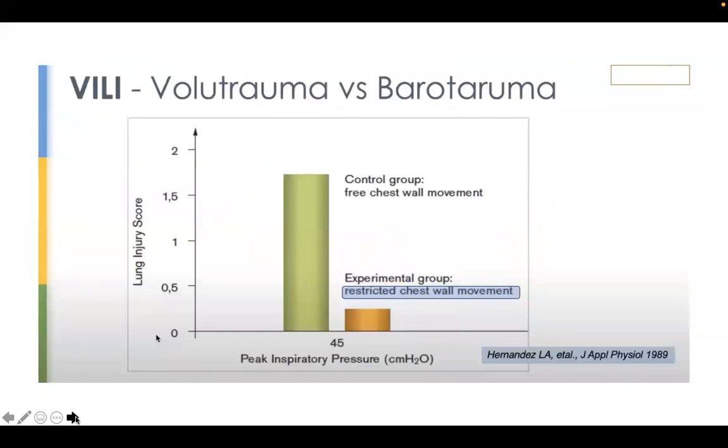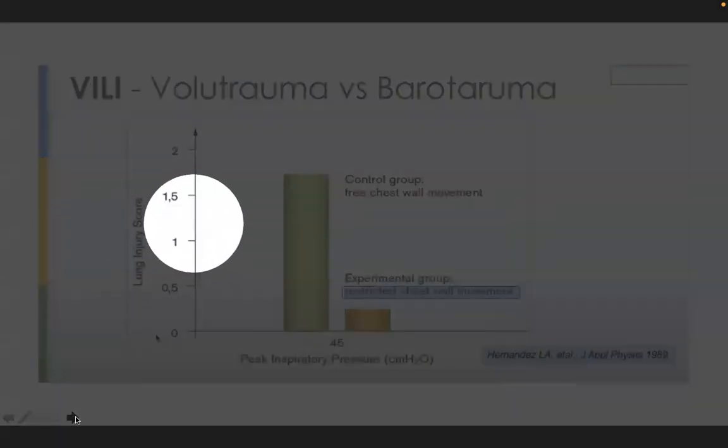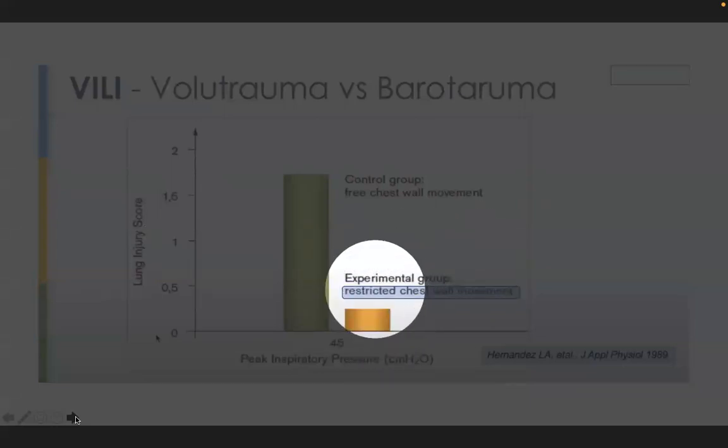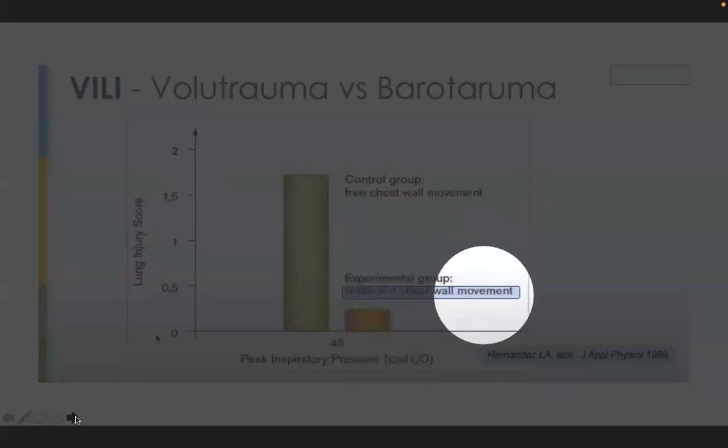Another trial by Hernandez et al., published in 1989, comparing volutrauma versus barotrauma, found that the lung injury score is less when restricted chest wall movement has been used or no volume has been used.